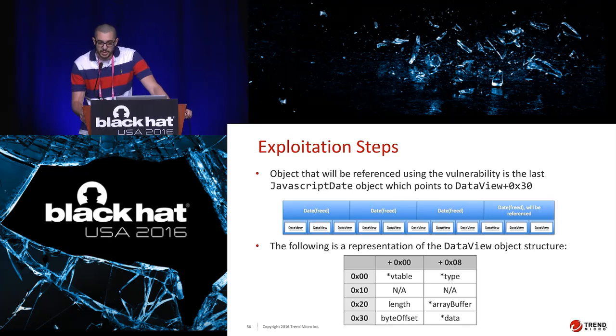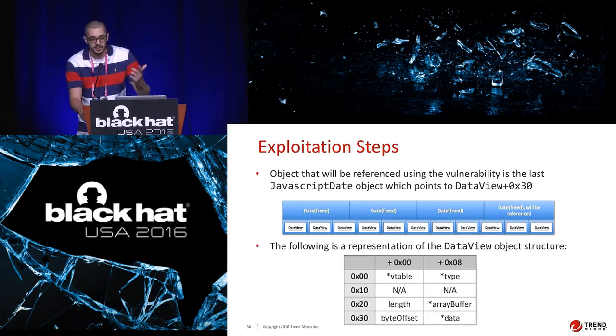So this is the outcome of this primitive. Basically, as you guys can see, the date objects were freed, and when they were freed, he allocated data view objects instead. So the reference that he held against one of the date objects basically points to offset 30 of the data view, and offset 30 basically contains byte offset and data, so the reference would treat the byte offset and the data as vtable and type, respectively. So that's how he was able to leak memory.